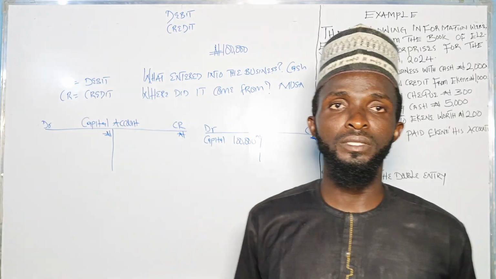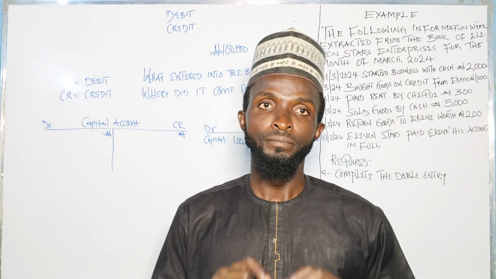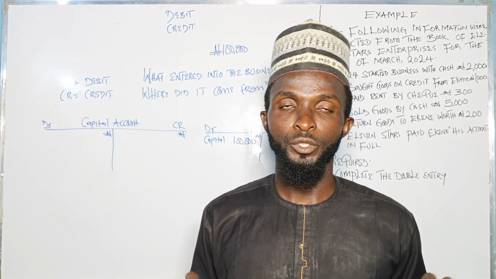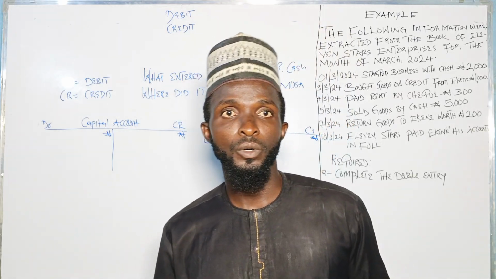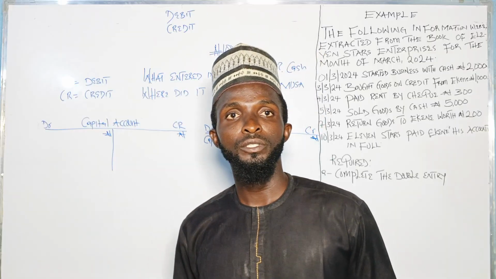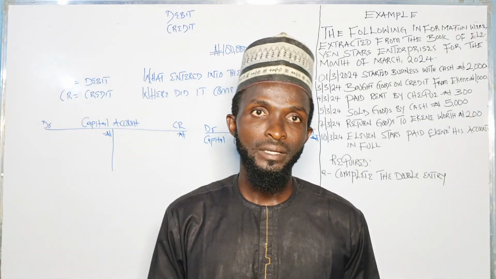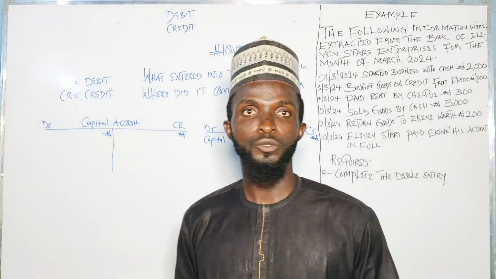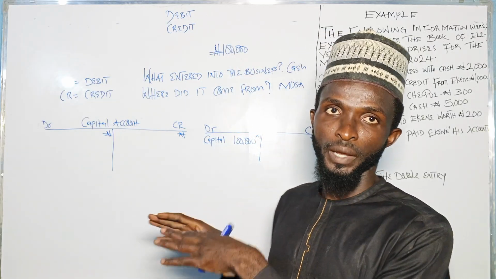So normally in business, the money you start the business with, we call it capital. Just like, let's say for instance, the money you paid as bride price is called dowry. The money they pay to kidnappers is called ransom. You know, money has different names, just like that. So in business, the money you start business with, we call it capital.